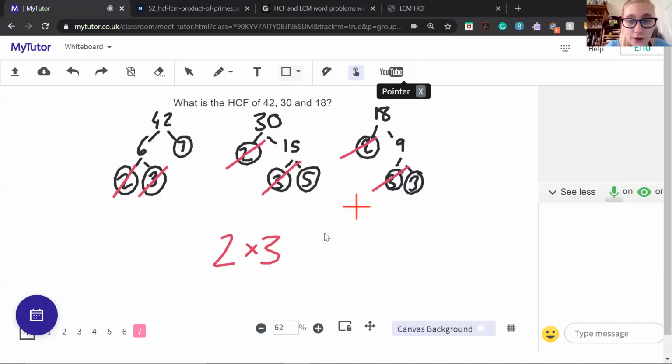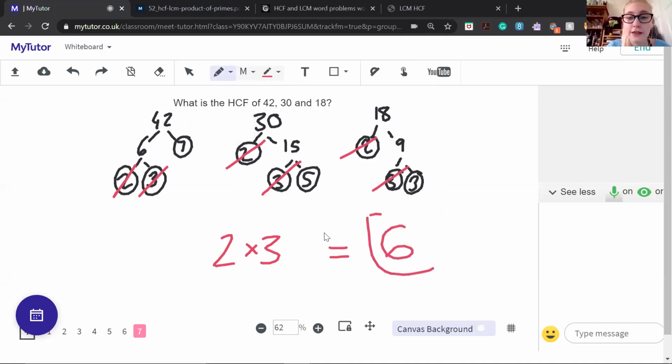7 doesn't go into all of them. 5 doesn't go into all of them. And 3 doesn't go into all of them. We could also say this was 3 and 3 here. We couldn't do that. It has to go into all of them in a factor. So here, the highest common factor is 6. So they're really similar methods.